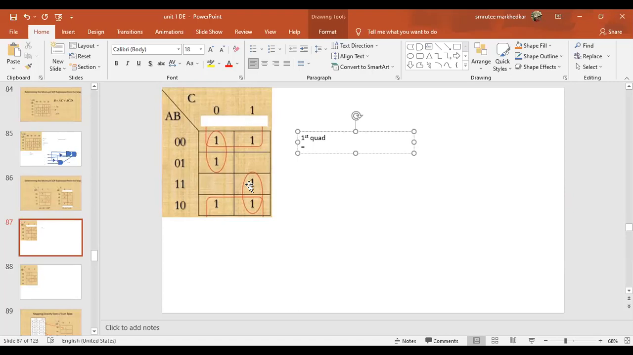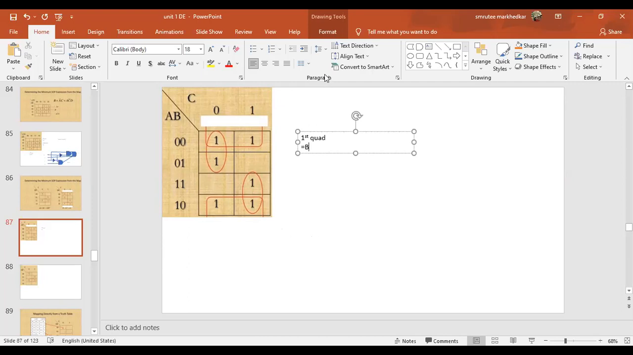Now how to go ahead with it? See the first row and last row. You can find A bar and A are complementary to each other, so it gets ignored, it gets cancelled. We are left with B, which is 0 and 0. Same way, look at C. Since we are making a quad, we have to see both the columns. So they are complementary to each other, so naturally they got cancelled. So 0 and 1 getting cancelled.